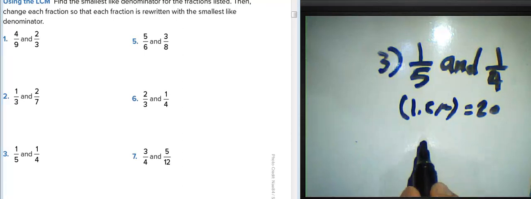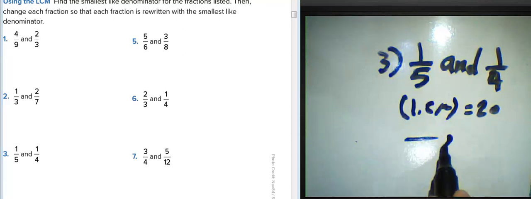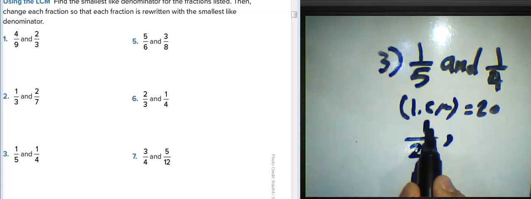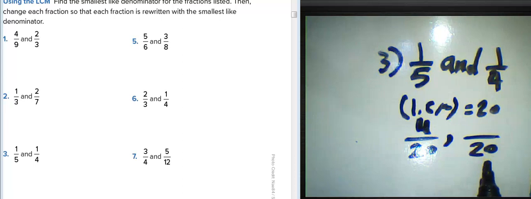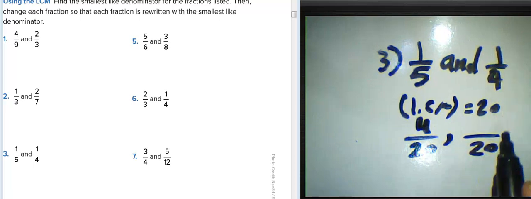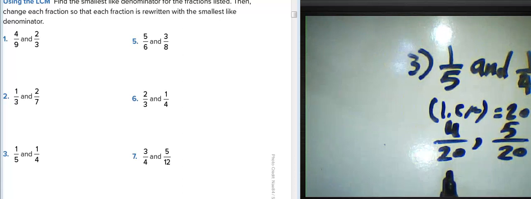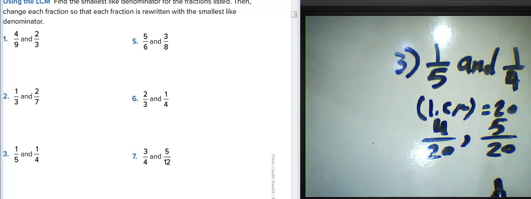Okay, and we can change the first fraction here. 5 times 4 equals 20. 4 times 1 equals 4, and write 20 here. 4 times 5 equals 20, and 1 times 5 equals 5. So the first fraction will be 4 over 20, and the second fraction will be 5 over 20.